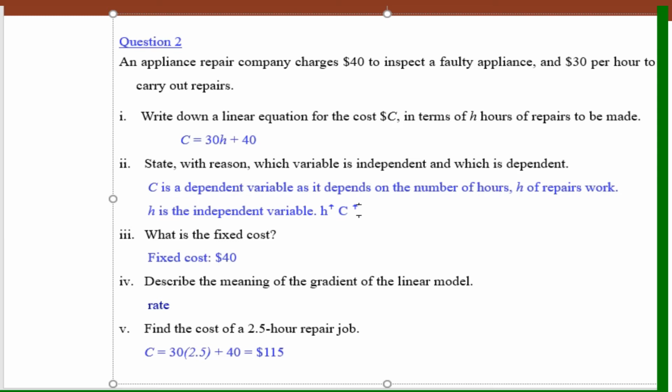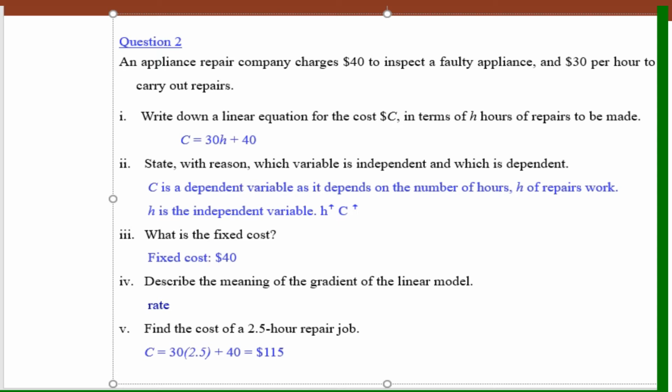What is the fixed cost? $40. Because although he doesn't repair, although he comes, he inspects, there's no repair, you still have to pay 40 because it's the fixed cost. Describe the meaning of the gradient. The meaning of the gradient, standard answer, it is rate. I want you to always use that. The gradient is rate.